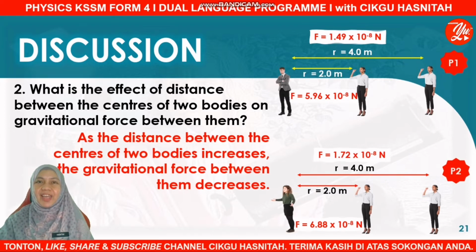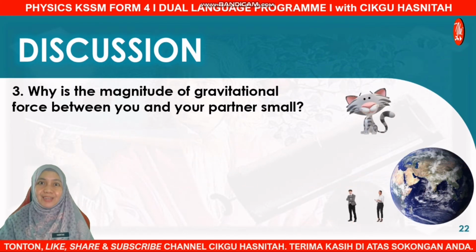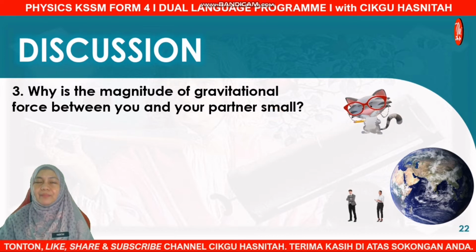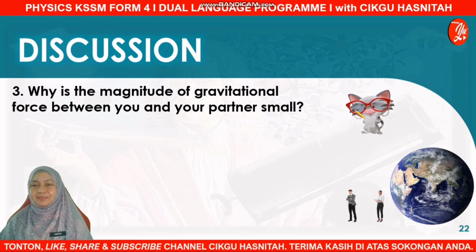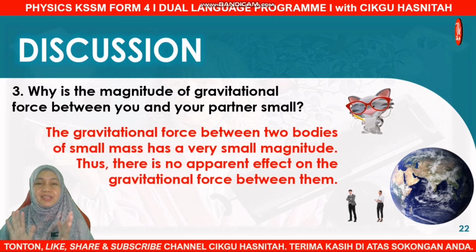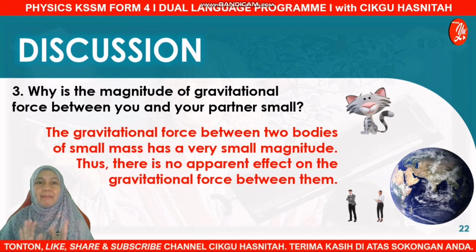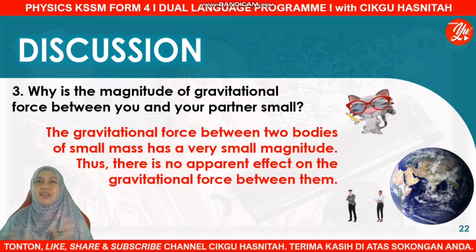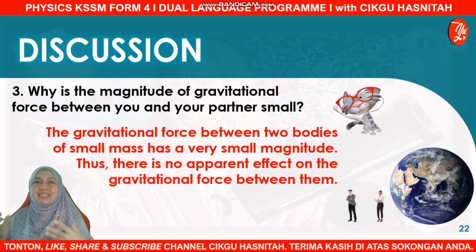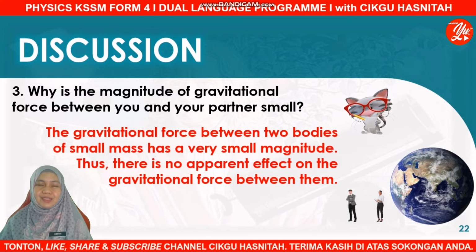And now, let's check on the third question. Why is the magnitude of the gravitational force between you and your partner small? Why is the value so small? Can you guess? Yes, students, actually this is due to the masses. The gravitational force between two bodies of small mass has a very small magnitude. If we compare our mass to the mass of planets or the Earth itself, our mass is considered very small, so there is no apparent effect on the gravitational force acting between them.